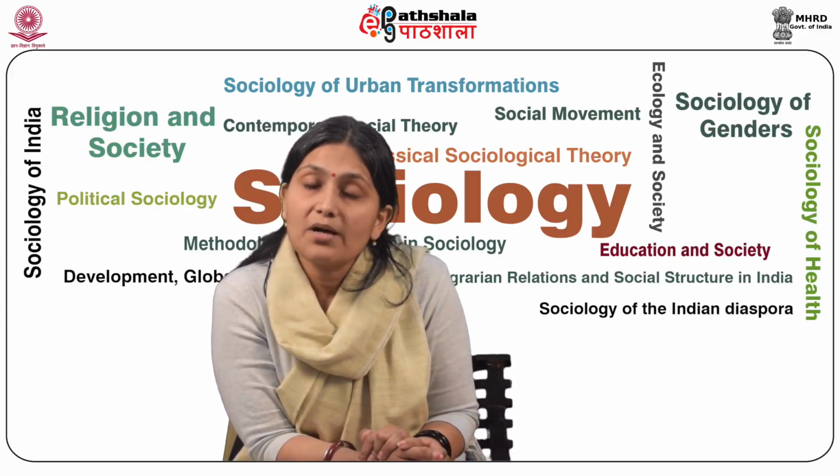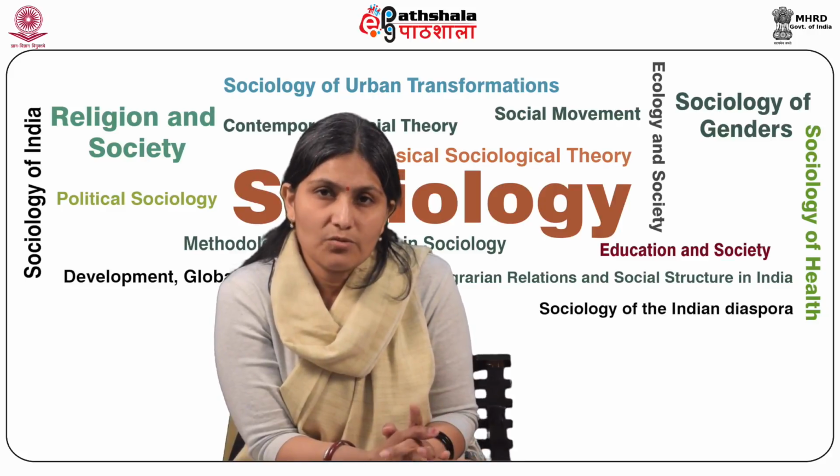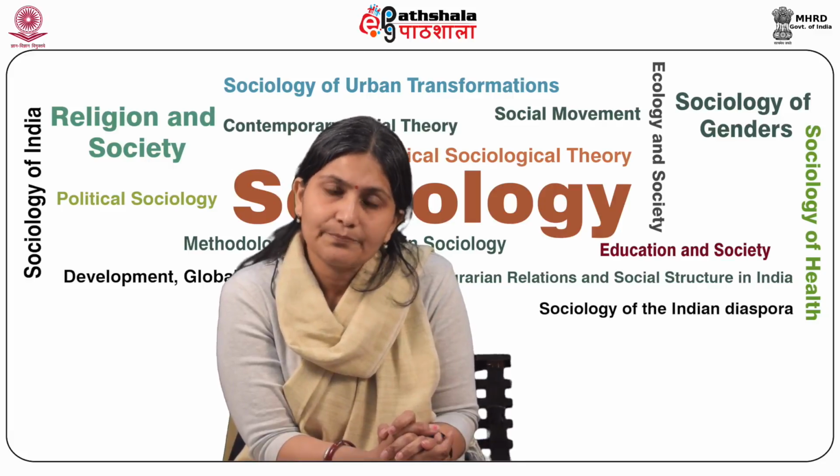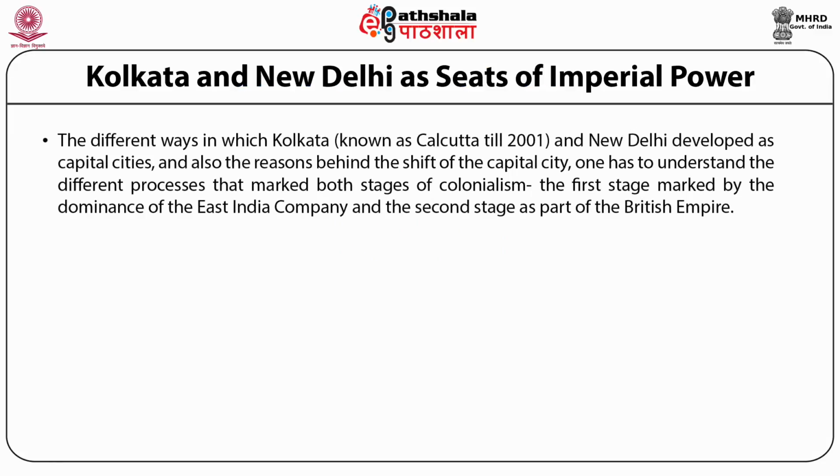In recent times, both Kolkata and Delhi have been trying to emulate other world cities in various ways that recreate pockets of global experience. To understand the different ways in which Kolkata, which was known as Calcutta till 2001, and New Delhi developed as capital cities, and also the reasons behind the shift of the capital city, one has to understand the different processes that marked both stages of colonialism. That is, the first stage, which is marked by the dominance of the East India Company, and the second stage as part of the British Empire.